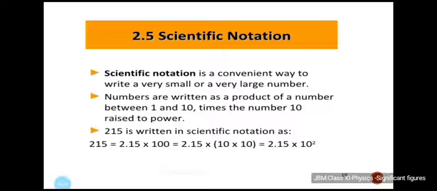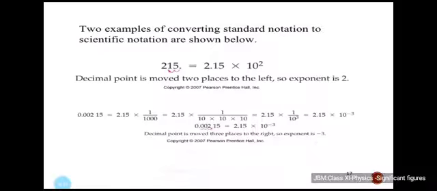So 215 is written in scientific notation as 2.15 into 100. That can be further written as 2.15 into 10 into 10, and so we can write down 215 as 2.15 into 10 to the power 2. Two examples of converting standard notation to scientific notation. One we have just discussed, 215, how we have written it as 2.15 into 10 to the power 2.